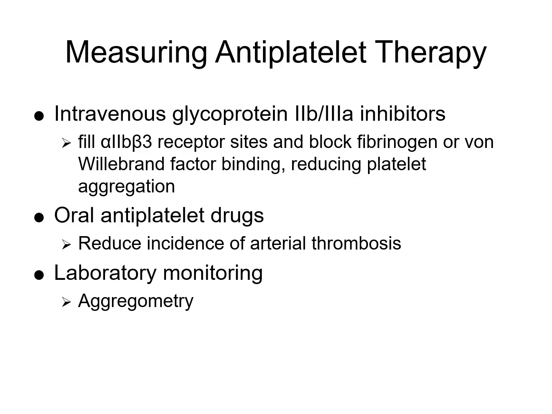For measuring antiplatelet therapy, we can use an intravenous glycoprotein 2B3A inhibitor. It works by binding to the alpha 2B beta 3 receptor sites on platelets. We're going to block the binding of fibrinogen and von Willebrand factor, and the result is reduced platelet aggregation and prevention of thrombus formation.